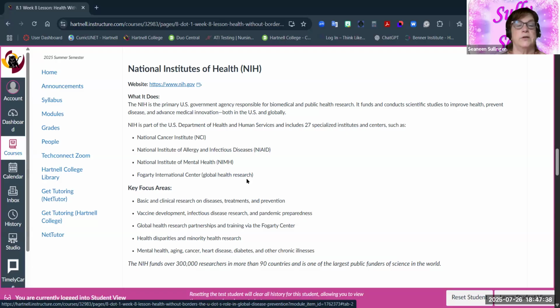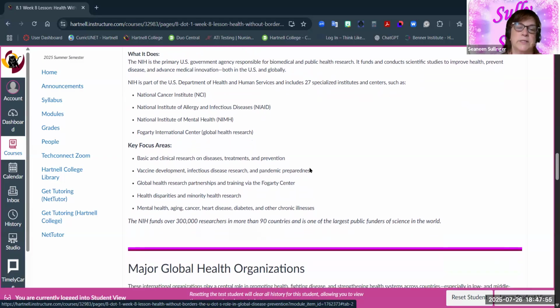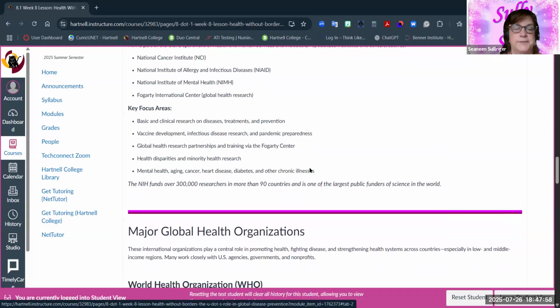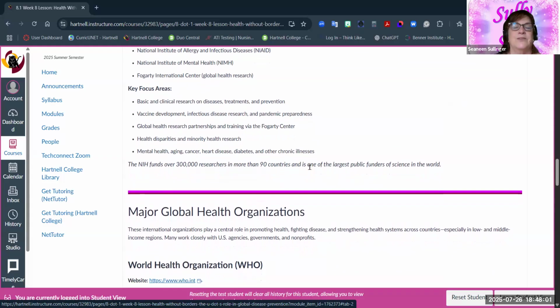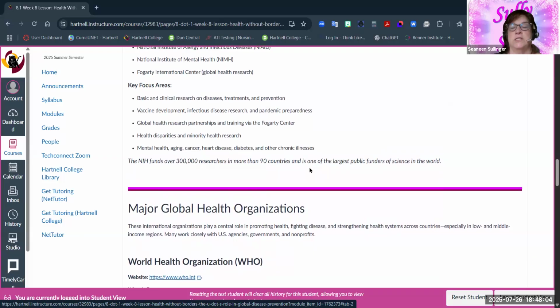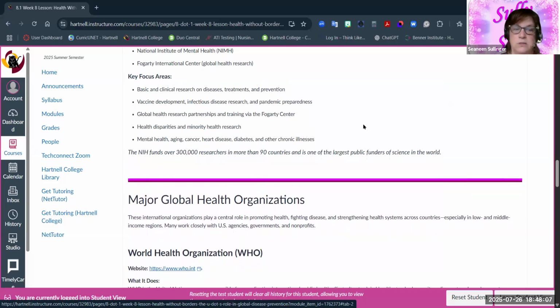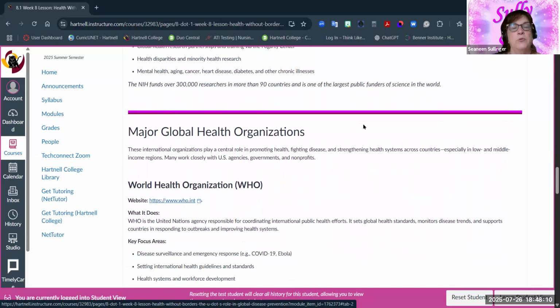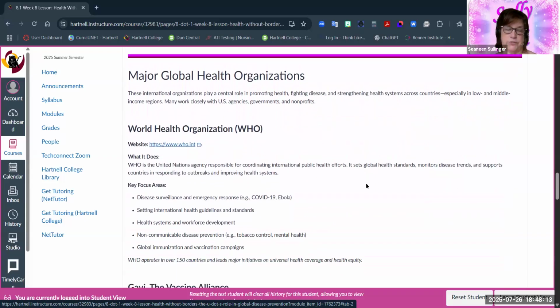So we mentioned the Fogarty International Center for the research, but that's also NIMH, National Institute of Mental Health, the Institute for Allergy and Infectious Disease, NIAID, and then the Cancer Institute, right? So that's only 4 of the 27. And then this also lists for you the focus areas that they have, very similar to those that we've looked at above. Funds over 300,000 researchers in more than 90 countries, largest public funders of science in the world. That's just amazing. Now moving on to major global health organizations. So these are global, worldwide, or organizations that focus worldwide.